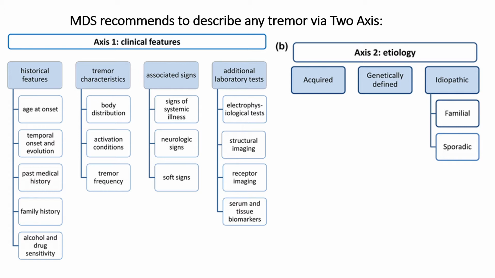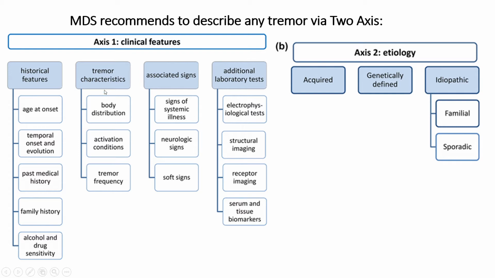Any patient coming into our OPD, we should first describe in terms of axis 1. This includes historical features, for example, the age of onset, because a person at the age of 30 or a person at the age of 60 would be having different problems. Temporal onset and evolution are also very important. Past medical history is very important, for example, the patient may suffer from hyperthyroidism. A family history is important for genetic causes of tremors. And alcohol and drug sensitivity is also important, since certain tremors like essential tremor get relieved by alcohol, and certain drugs like lithium and valproate may cause tremors.